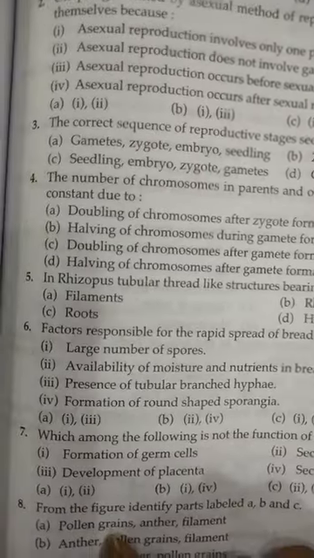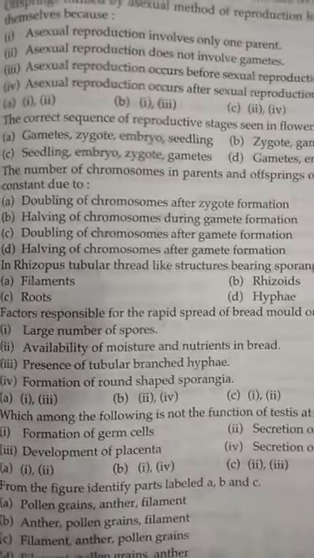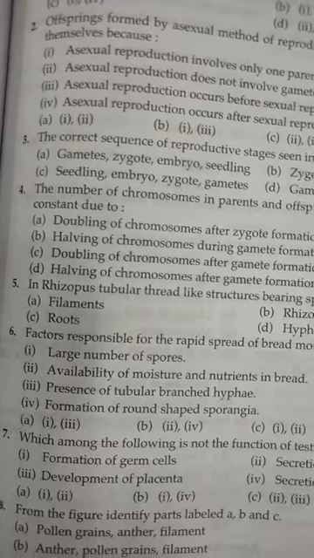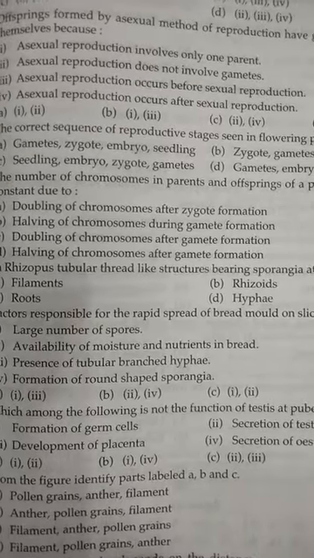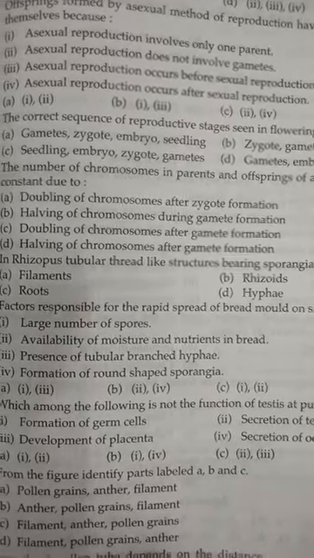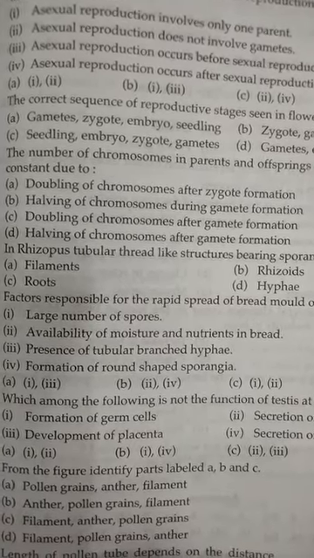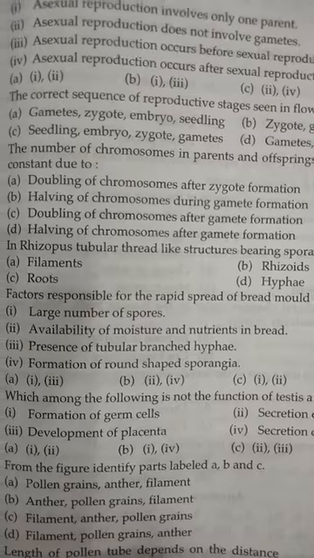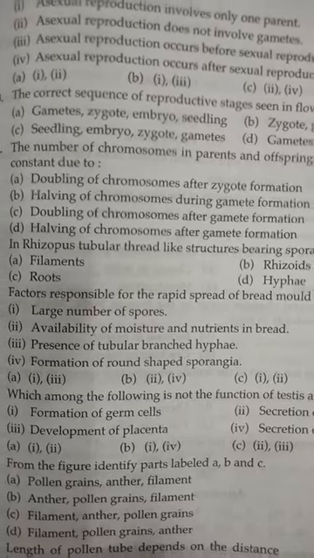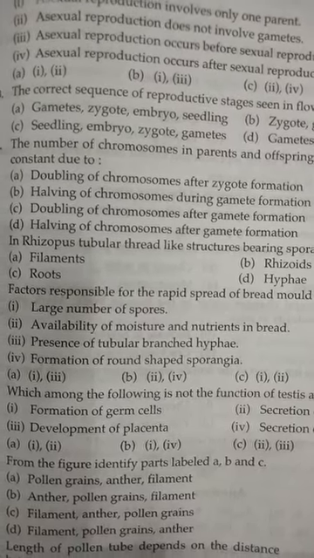Okay. Fourth question, the number of chromosomes in parents and offsprings of a particular species remains constant due to A, doubling of chromosomes after zygote formation, B, halving of chromosomes during gamete formation, C, doubling of chromosomes after gamete formation, and D, halving of chromosomes after gamete formation.